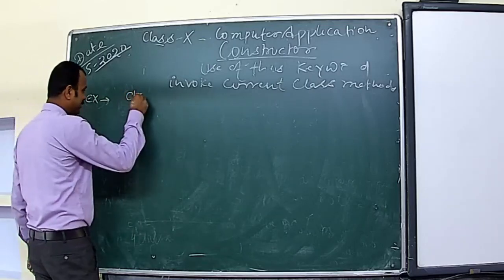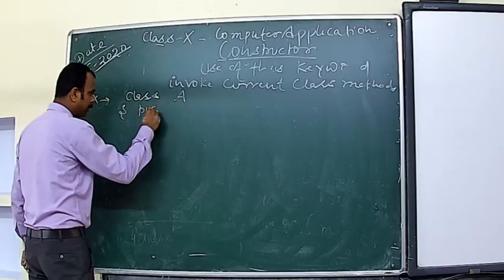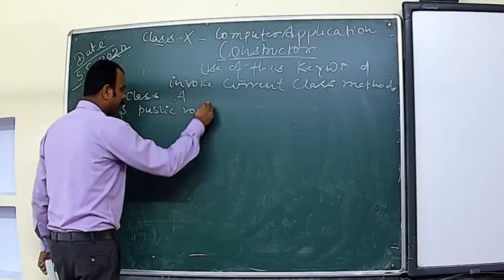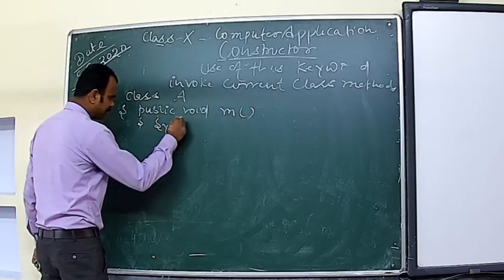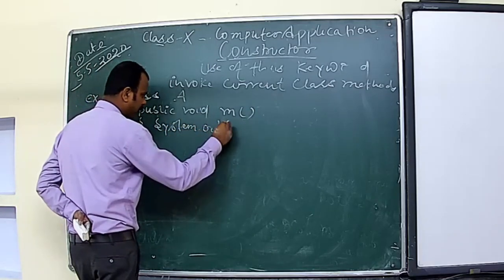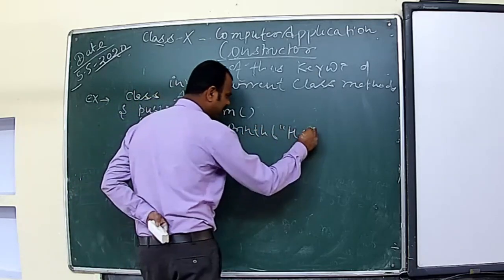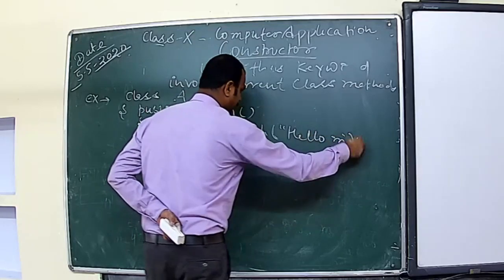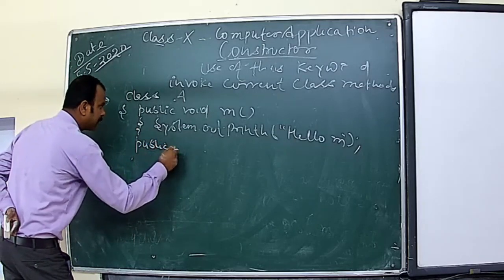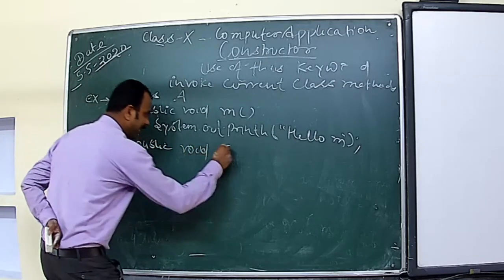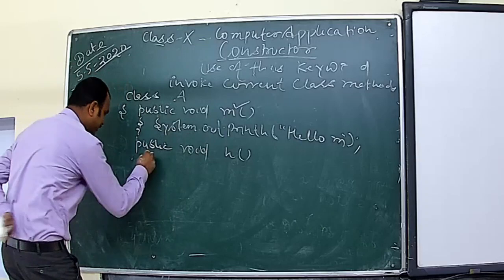We'll have a class, suppose A, with public void M, which will print something: System.out.println, we write here "hello M". This is completed. One more method we'll have, public void N, and we'll try to call this function inside this function using the this keyword.